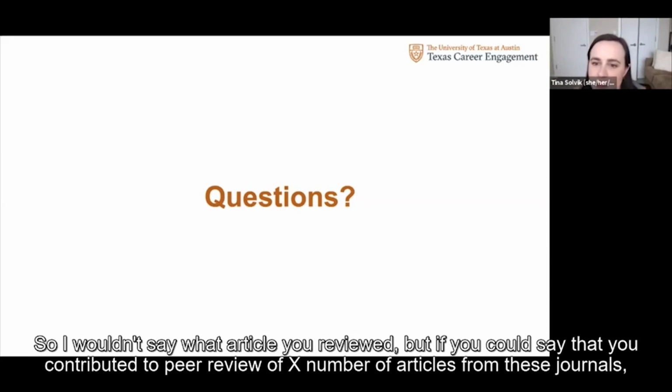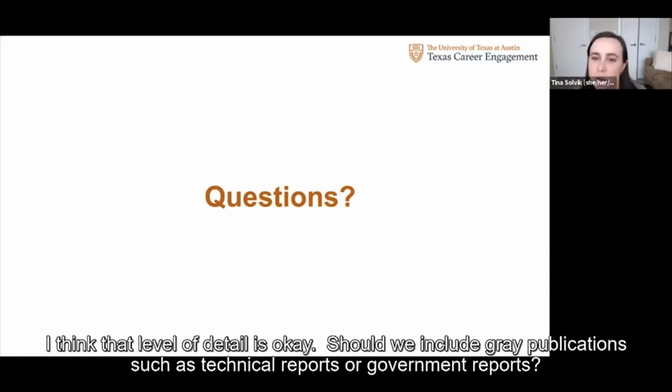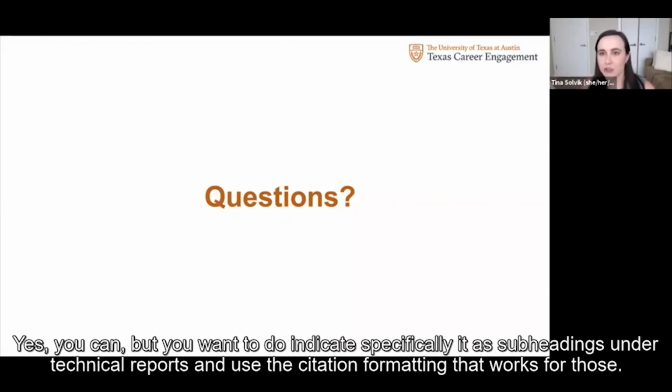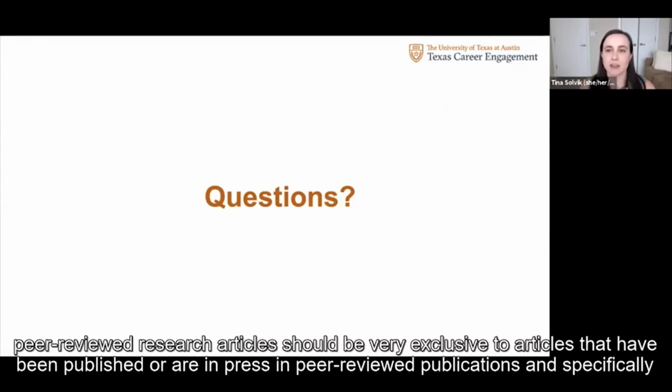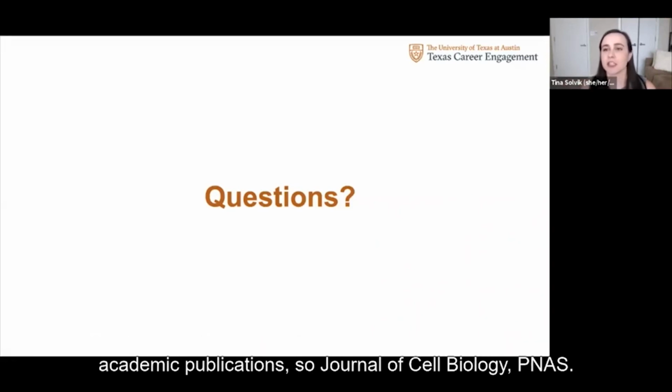Should we include gray publications such as technical reports or government reports? Yes, you can, but you want to indicate specifically, have as a subheading under publications, something like technical reports, and then use the citation formatting that works for those. You don't want to include those under peer-reviewed research articles. That should be very exclusive to articles that have been published or are in press in peer-reviewed publications, and specifically academic publications, so Journal of Cell Biology, PNAS, PLOS One.